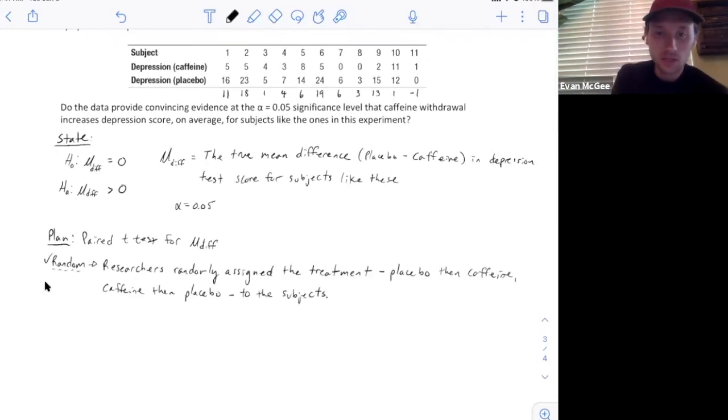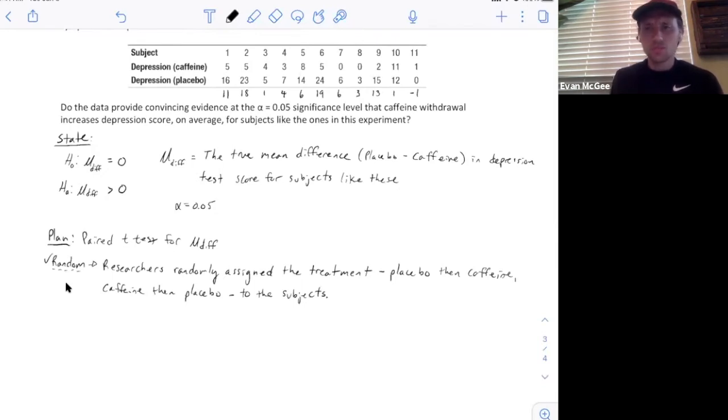The random condition is met because the researchers randomly assigned the treatments to the subjects. So remember, usually the random condition is we took a random sample, but there was no sampling done here. The randomization has to be met from an experiment showing that the treatments were randomly assigned to the individuals. And that was true in this case.